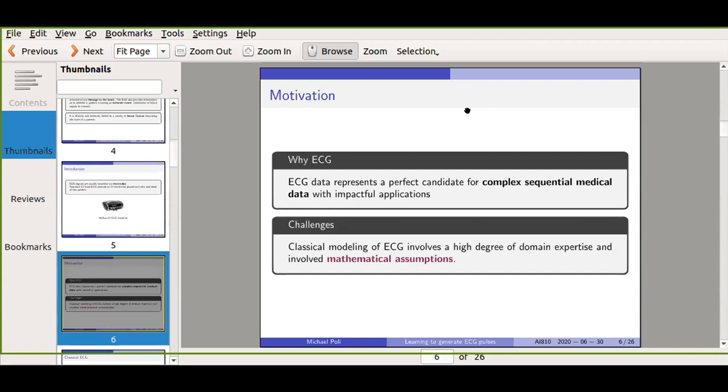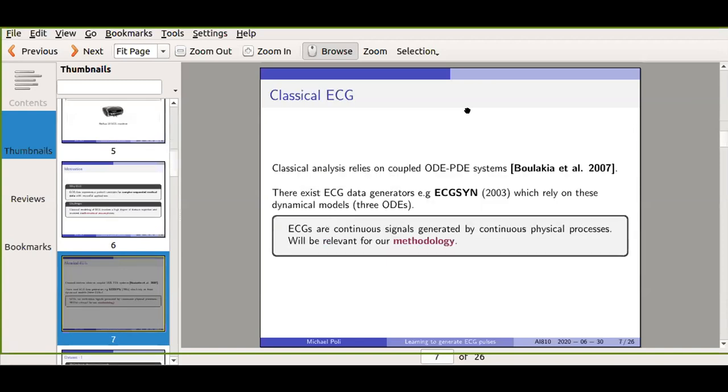Okay, so in terms of challenges, aside from difficulties involving sequential data and domain expertise, which we're all facing in these projects, in this case the approaches involve a lot of mathematical assumptions and fairly nasty math. If you skim papers that try to model ECG signals analytically, these involve coupled ODE and PDE systems, so ordinary differential equations and partial differential equation systems, because you have the continuous signal, the ODE part, but you also have waves that propagate, you know, you have vibrations and stuff. So these are really high dimensional and honestly nasty to do.